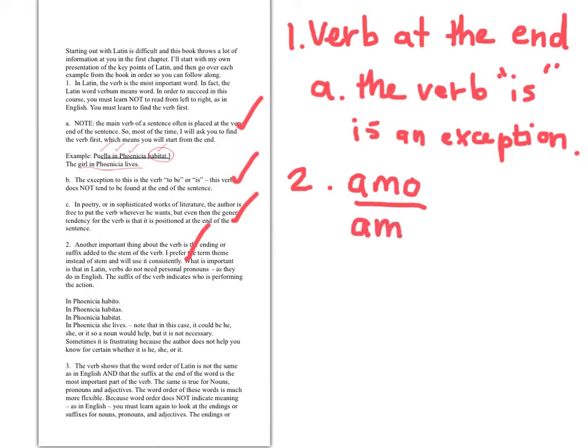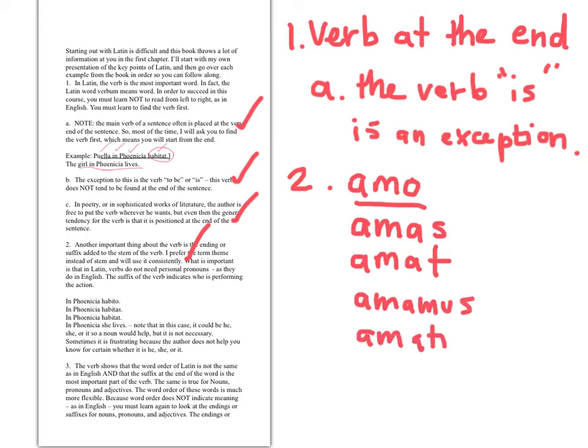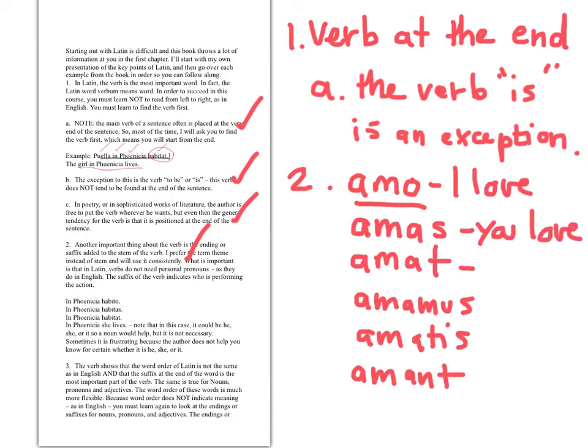For example, the verb love looks like this: amo, amas, amat, amamus, amatis, and amant. That's in the present tense. This is I love, you love, he, she, or it loves, we love, you, plural, love, and they love.